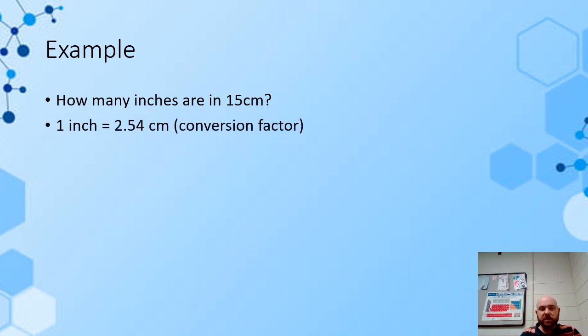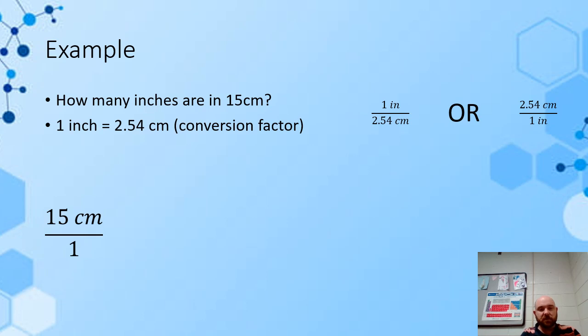1 inch is equal to 2.54 centimeters. You can write that one of two ways, or you can show that relationship either of these ways. You can show it as 1 inch over 2.54 centimeters, or alternatively, you can use it as 2.54 centimeters per 1 inch. And you can use those as calculation factors for any conversion of inches to centimeters. Let me show you how this works.